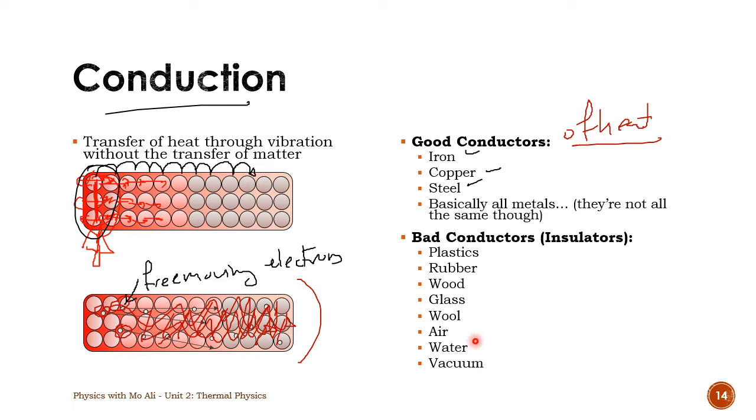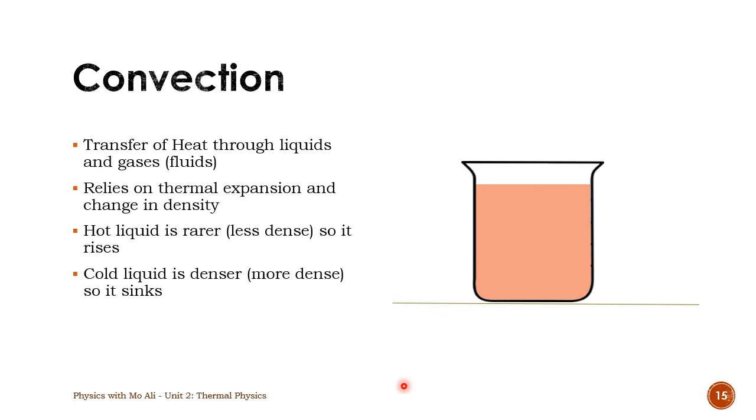Since air and water, or liquids and gases, do not conduct very well, they transfer heat through something else, which we call convection. Convection is the transfer of heat through liquids and gases, and it depends on thermal expansion here. Now, why? Follow closely the sequence. This is important.